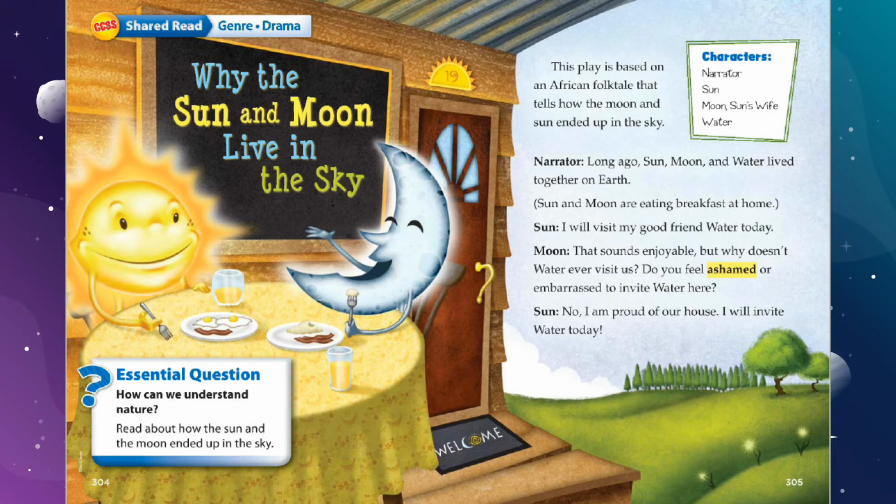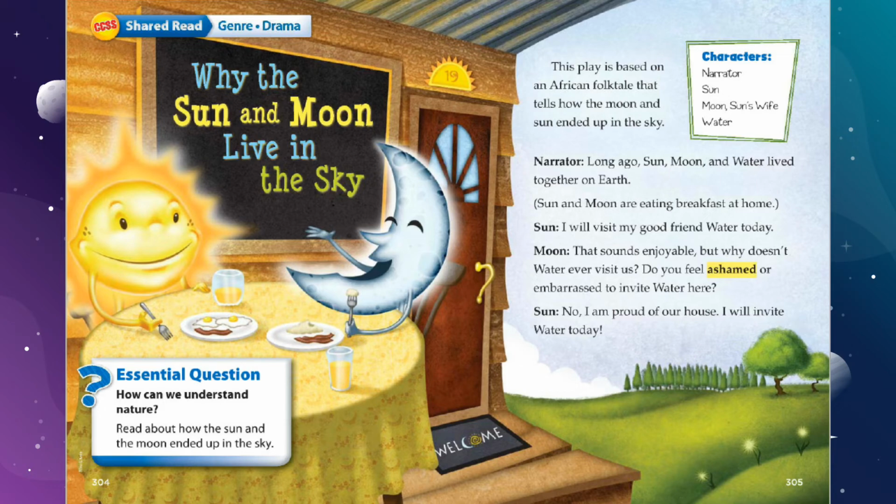Let's start. Why the sun and the moon live in the sky. So this is a play, okay? First of all, the essential question is, how can we understand nature? Well, that goes around different for each person. So maybe if you go out to nature, I don't know, but I don't think you can really talk to nature. You have to feel nature.